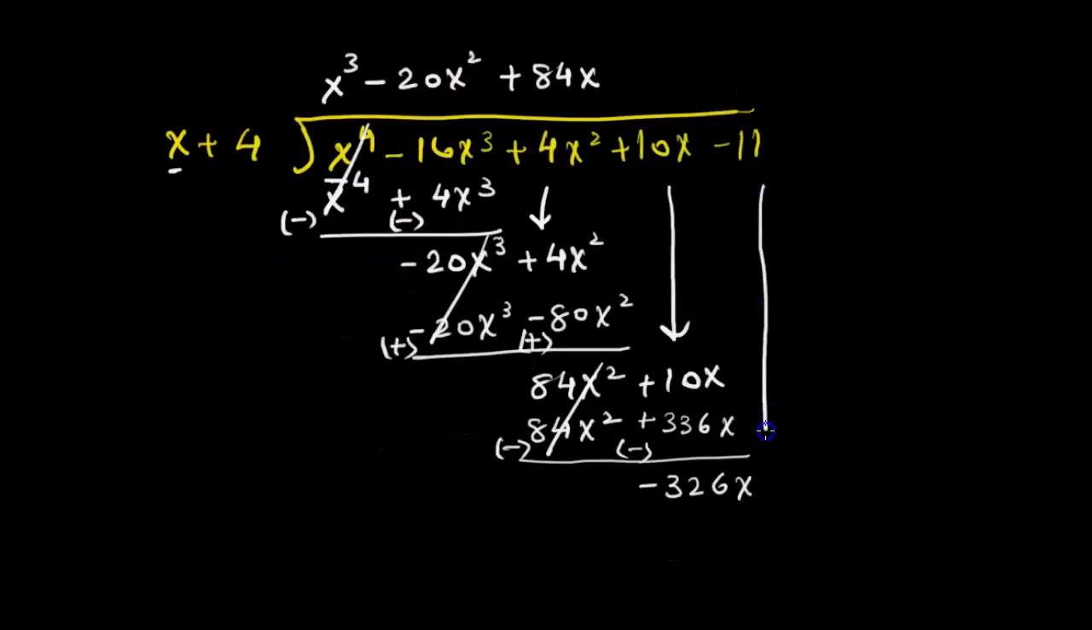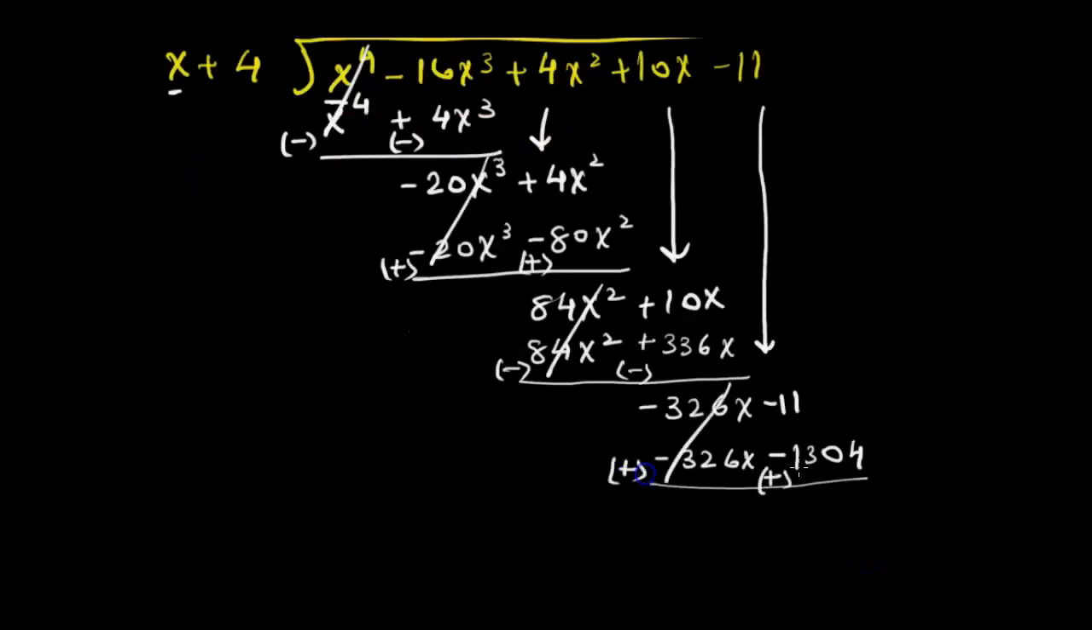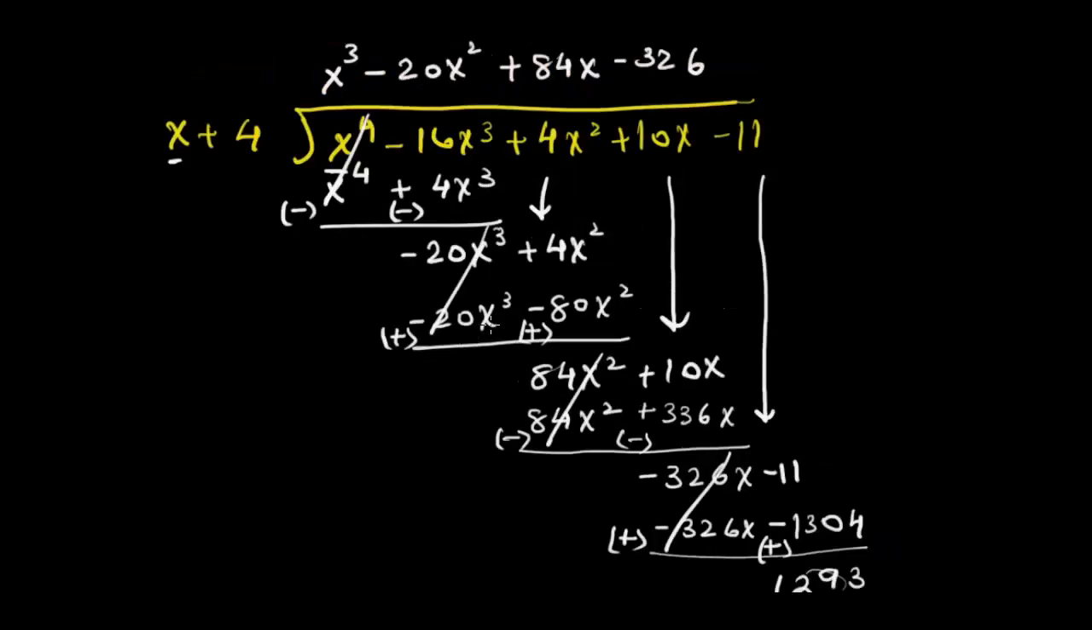Now we bring this negative 11 down. What multiplied by x will give us a negative 326x, and that is negative 326. When we multiply this, we get a negative 326x. When we multiply 4 with negative 326, we get a negative 1304. Because we have to subtract it again, signs would flip. This would give us 1293 as a remainder. We are not left with any more terms, so we are done with the division.